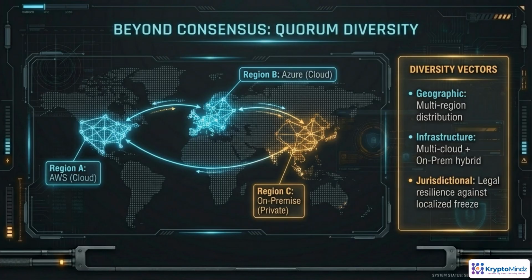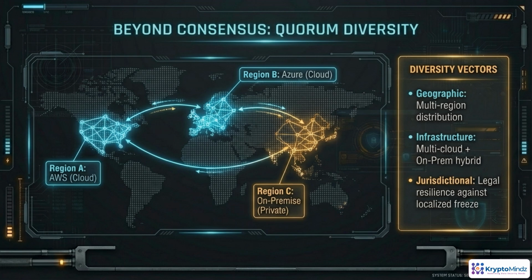Consensus liveness isn't enough on its own. In enterprise and government settings, you also care about who is in the quorum and where they sit. Quorum diversity means validators are deliberately spread across multiple regions, multiple clouds, and at least one on-premise environment. That way, a regional outage, a single cloud provider failure, or a data center incident can't halt the ledger.